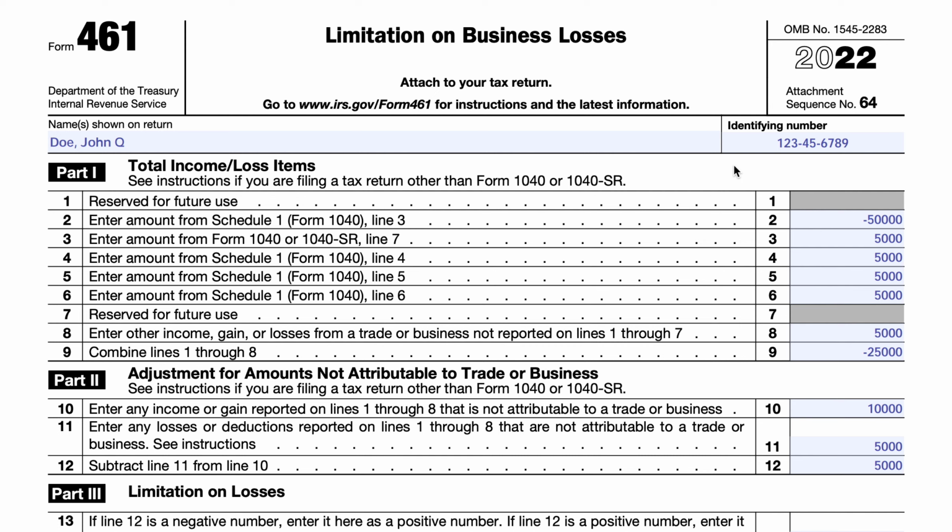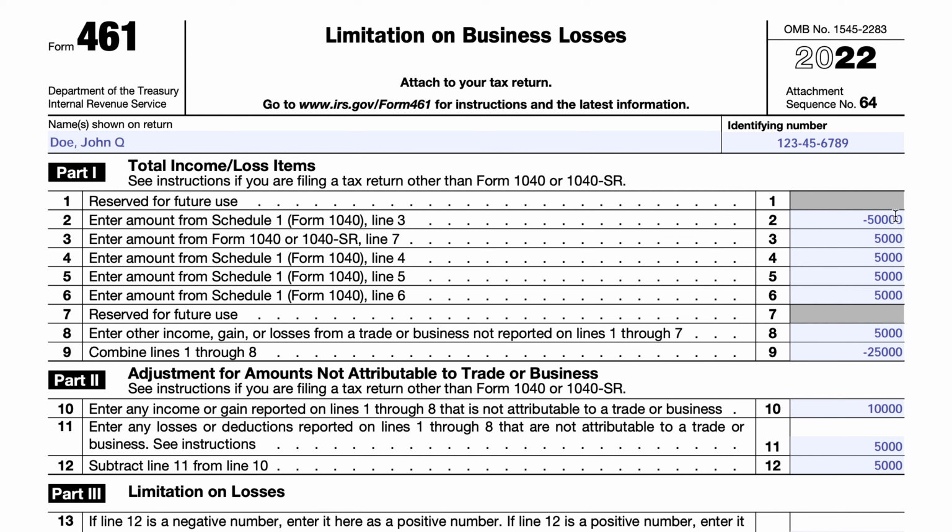So in line two, we're going to enter the line three amount from your Schedule 1. Schedule 1 reports additional income and adjustments to income. Now, line 3 from that happens to be the information that you would put in from your Schedule C. So if you don't have a Schedule C, then line 2 is going to be blank. However, you would carry this number from your Schedule C into line 3 of your Schedule 1. That's the number that we're going to put in here.